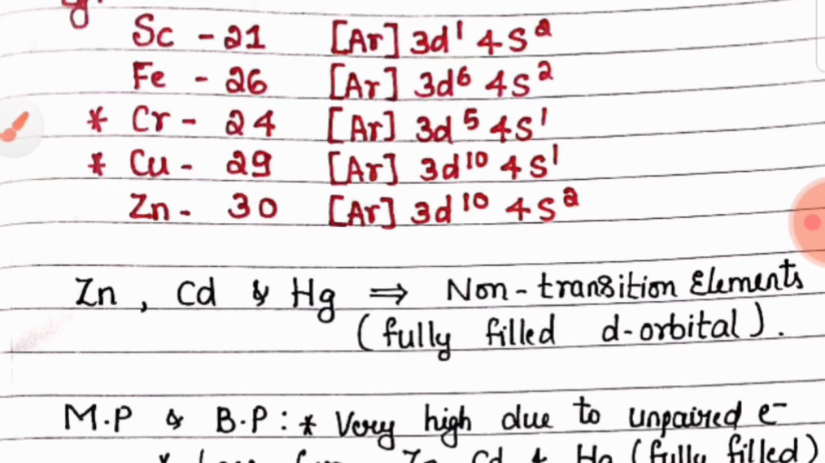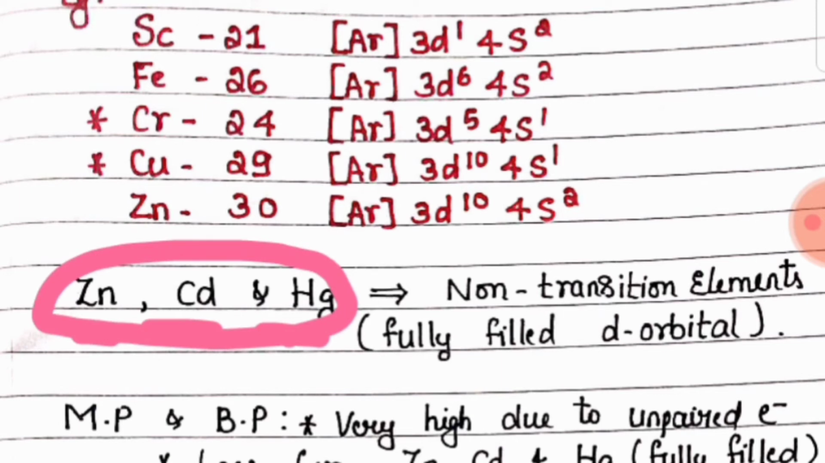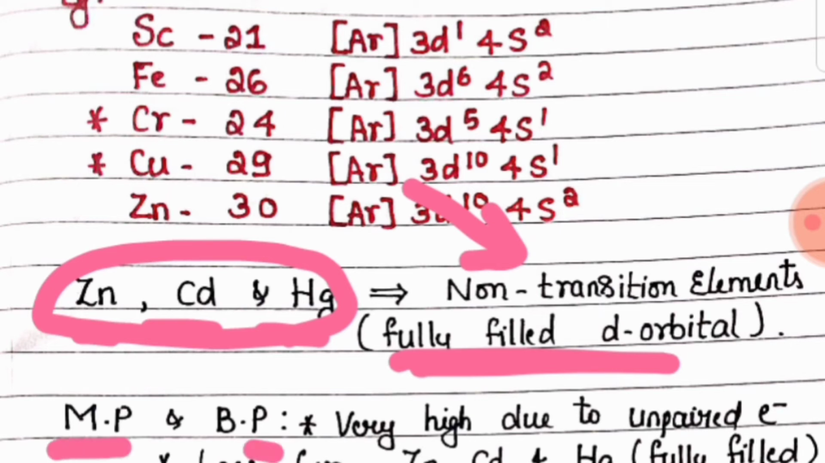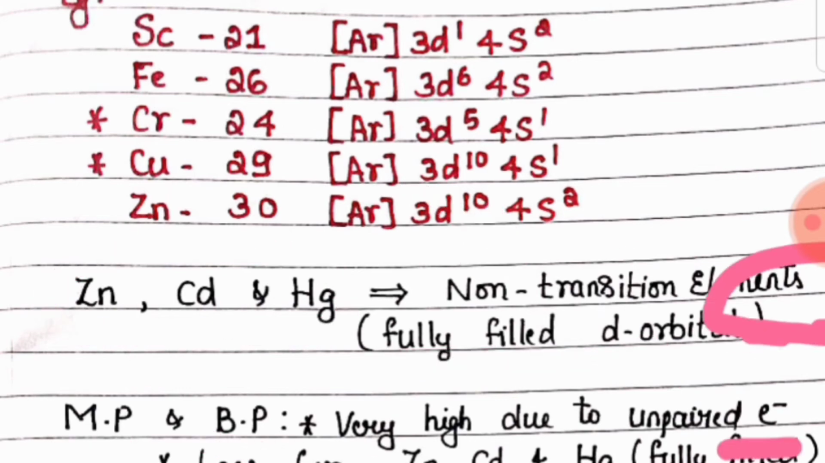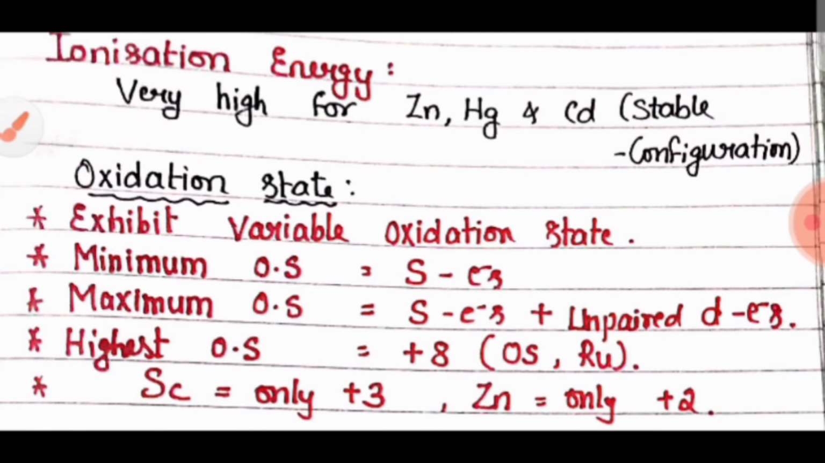That's why zinc of 3d series, cadmium of 4d series, and mercury of 5d series, these three elements are considered non-transition elements because of fully filled d orbital. And because of the larger number of unpaired electrons in transition elements, the melting point and boiling point are very high. In case of zinc, cadmium and mercury, they have low melting point and boiling point because the d orbital is completely filled and unpaired electrons are fewer.